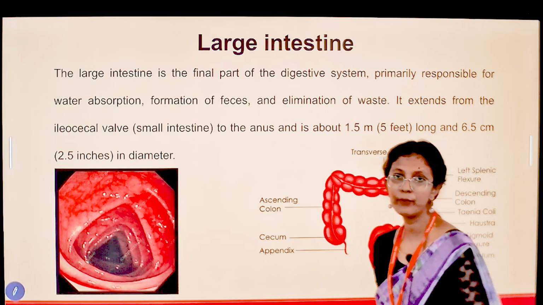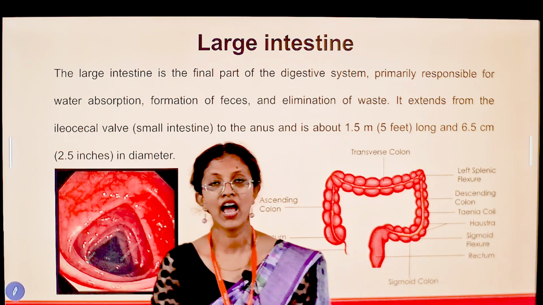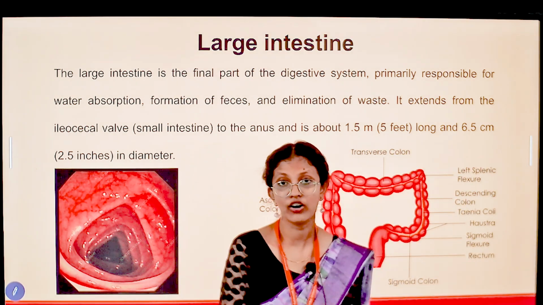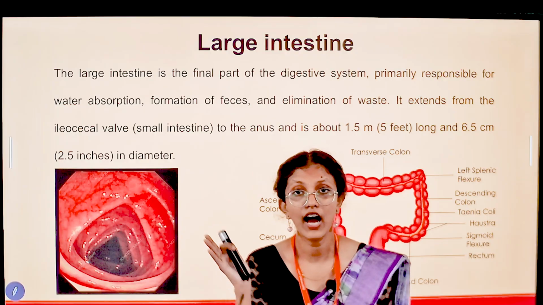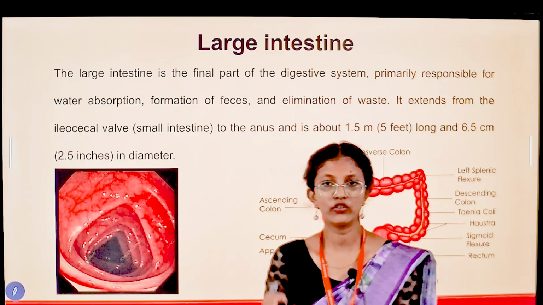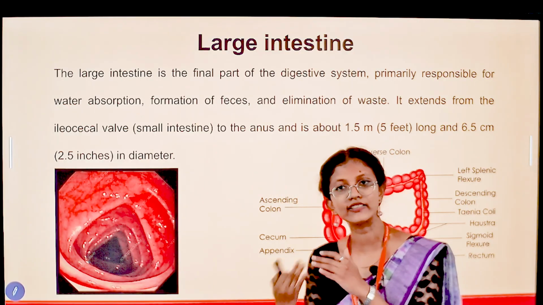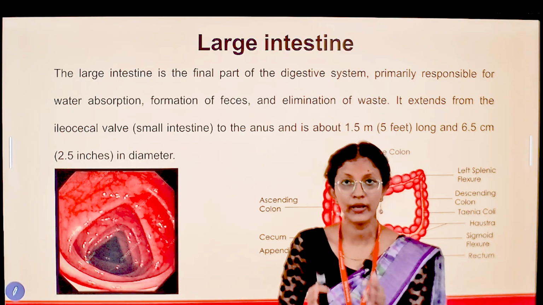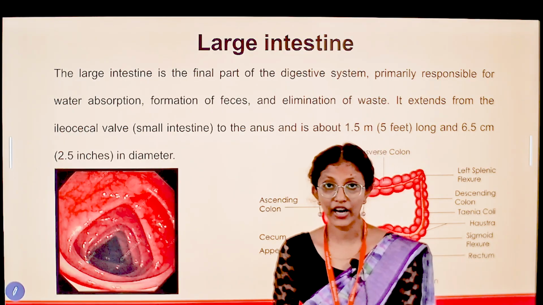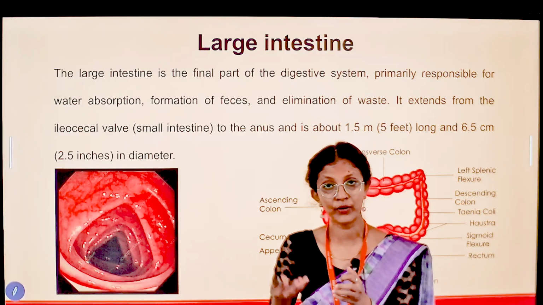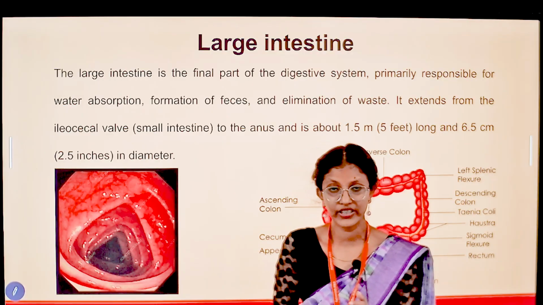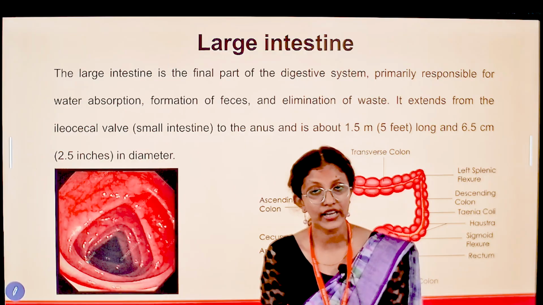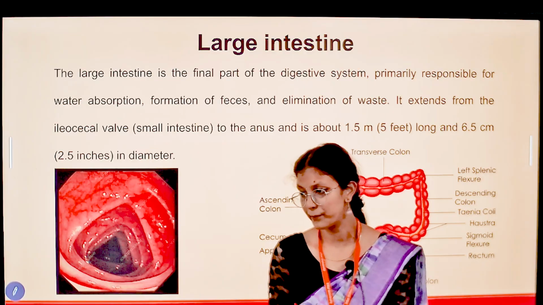So the colon is divided into 4 parts: ascending colon, transverse colon, descending colon and the sigmoid colon. Once the colon is completed, next there will be the rectum. The rectum is the part where the undigested food is stored, and once the reflex action starts from your brain or enteric nervous system, and it gives the response, the defecation process begins.